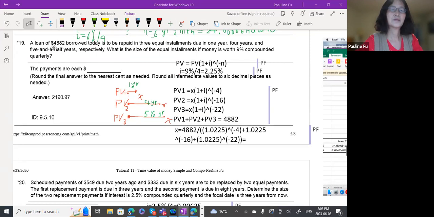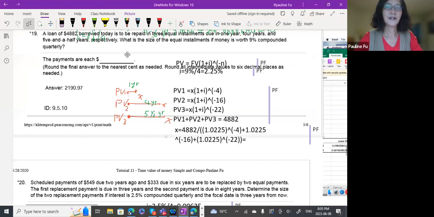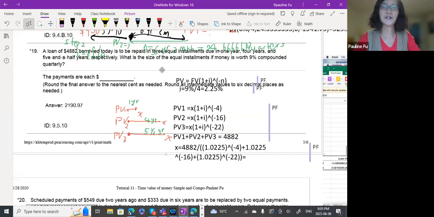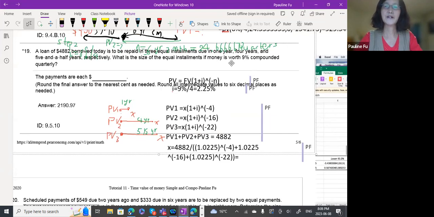Okay, so let's do question 19. A loan of $4,882 borrowed today is to be repaid in 3 equal installments due in 1 year, 4 years, and 5.5 years, respectively. What is the size of the equal installments if money is worth 9% compounded quarterly?